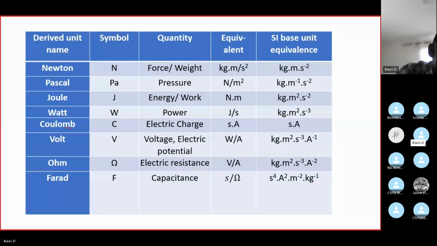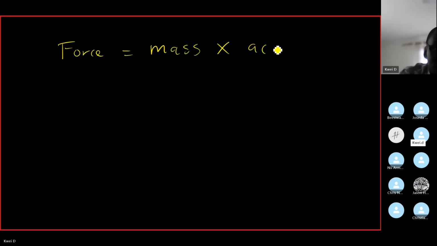These derived units have a special name because they were named after famous scientists. So the Newton, the symbol we use to represent it is a capital N, and it has an equivalent, which is the kilogram meter per second squared. And why is that so? Because the quantity the Newton measures is force, and mathematically, force is given as the product of mass and acceleration, or mass times acceleration.